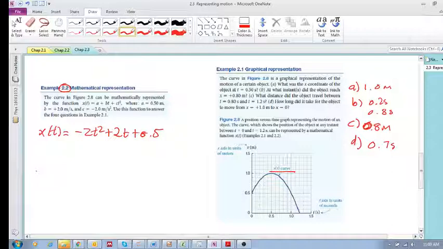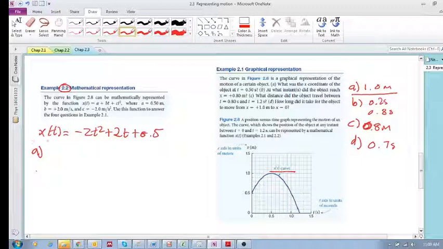Now, question A, we're going to try to fly through this. Question A, the answer is 1 meter, but what was the question? What was the x coordinate of the object at 0.5 seconds? So when we looked at the graph, we came to 0.5 seconds, we went up and we hit the curve and we found what the position was at half a second.